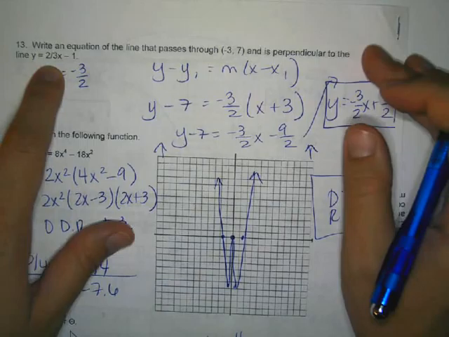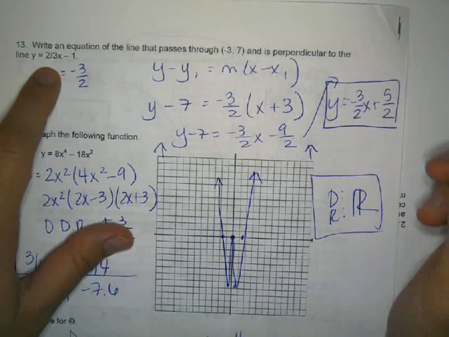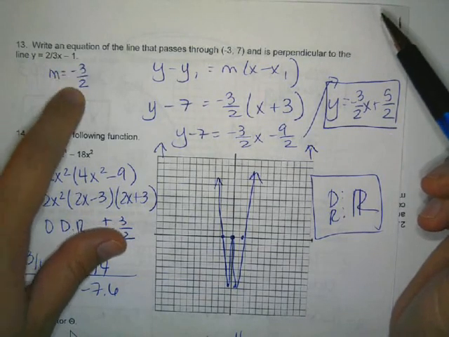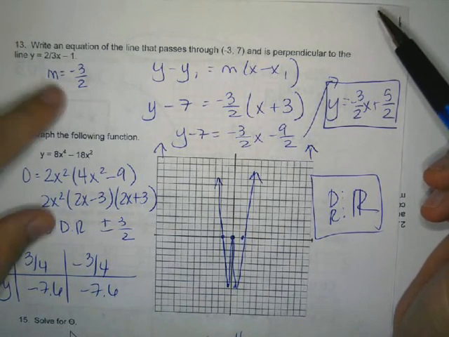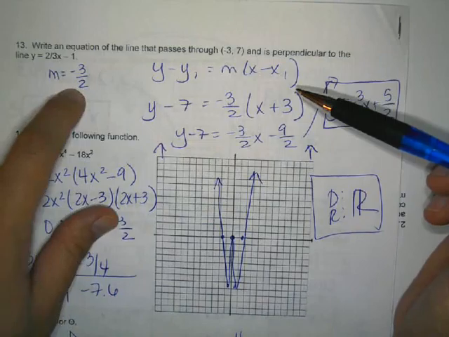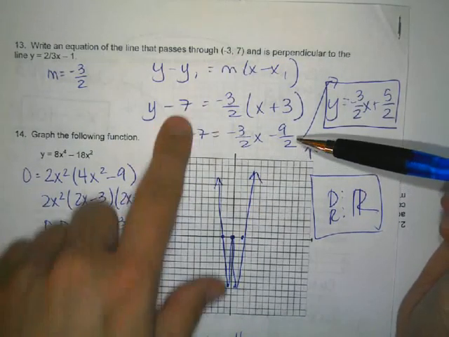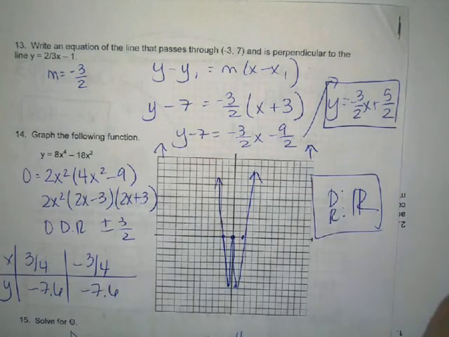Okay, last page. Number 13. You're given a line. You're told that your slope is perpendicular to it. So my slope is actually going to be negative 3 halves. Perpendicular lines have opposite reciprocal slopes, so you have to flip it and make it negative. That becomes my m. There's my point. I put it into the point-slope form and simplify.